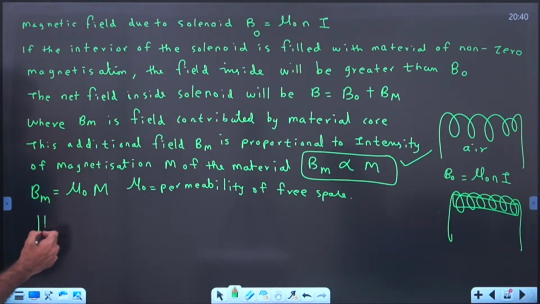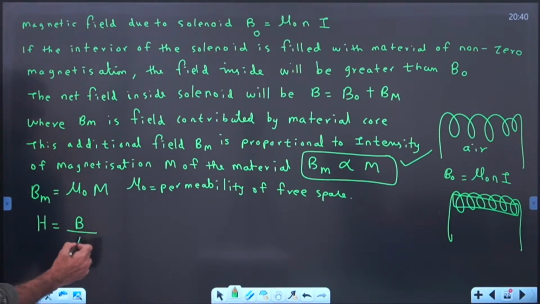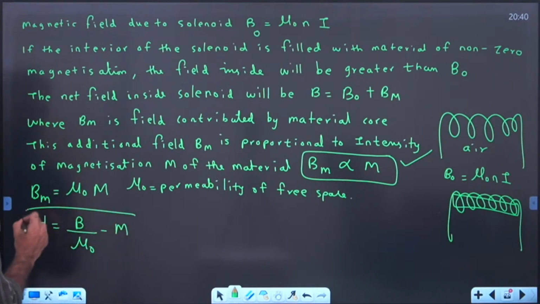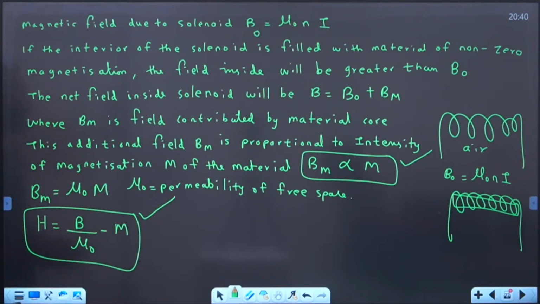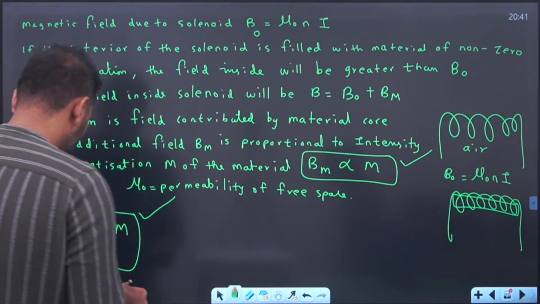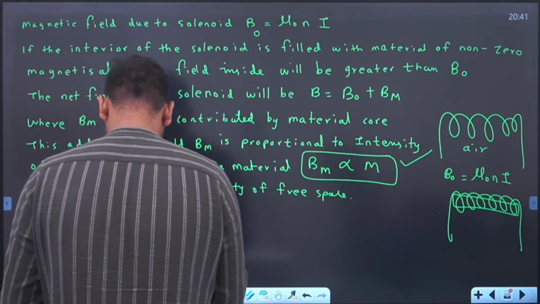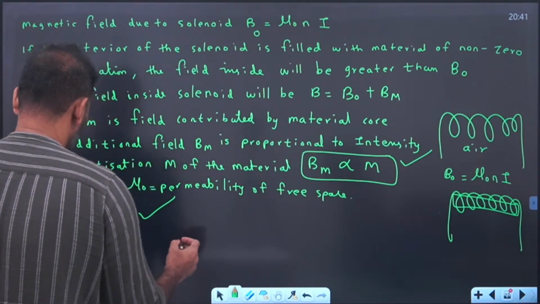Now the relation between them: H equals B by mu 0 minus M. You don't have to derive this relation, you can simply learn it by heart as an equation. What is the relation between them? H equals B by mu 0 minus M. This is the relation which connects them. Please do remember this relation.